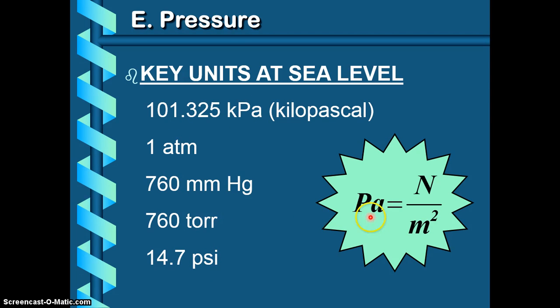A pascal, just for reference, is a newton divided by a meter squared. So it's the pressure that's put with the unit of force called the newton, and the area is over a meter squared. One thing to keep in mind is that a pascal and a kilopascal, of course, are related. If I take 1,000 pascals, I have a kilopascal instead. So at sea level, the pressure would be 101,325 pascals, which is 101.325 kilopascals. So that may come up when you're doing your conversions as well.